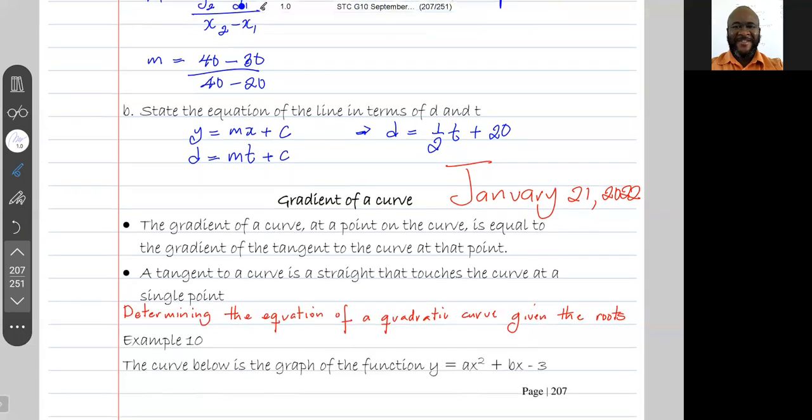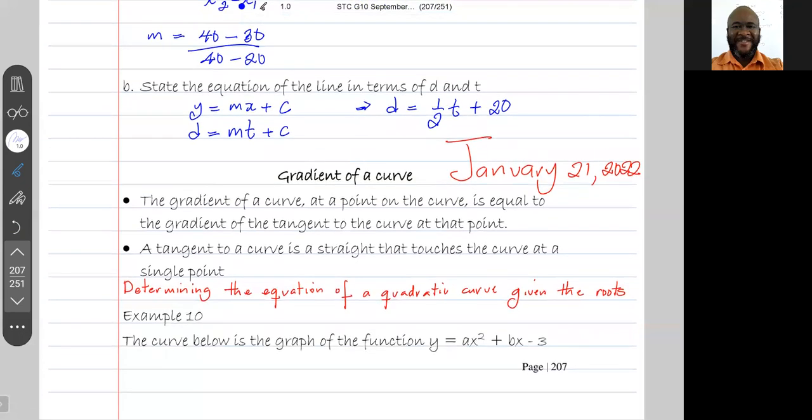All right, so let's have a look at example 10. Example 10 says, the curve below is the graph of the function y is equal to ax squared plus bx minus 3. So the curve is the graph of this function. We don't know what a is and we don't know what b is.